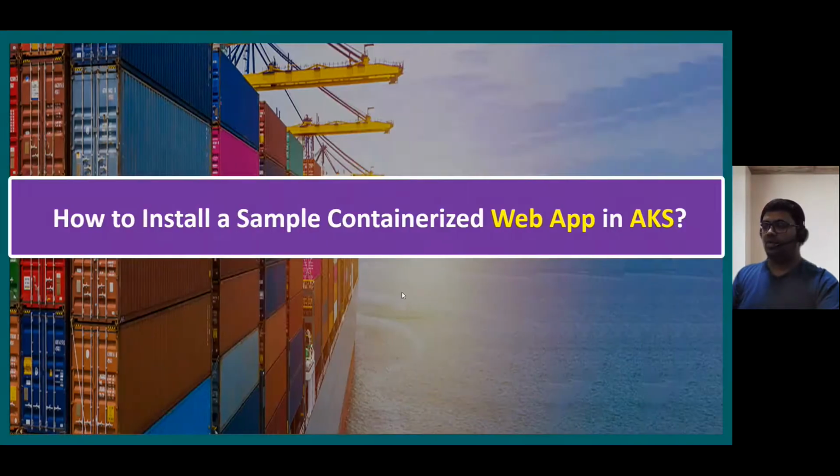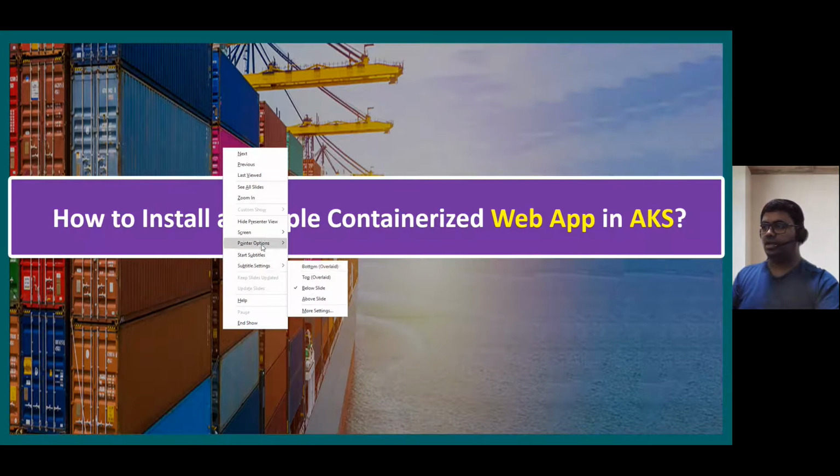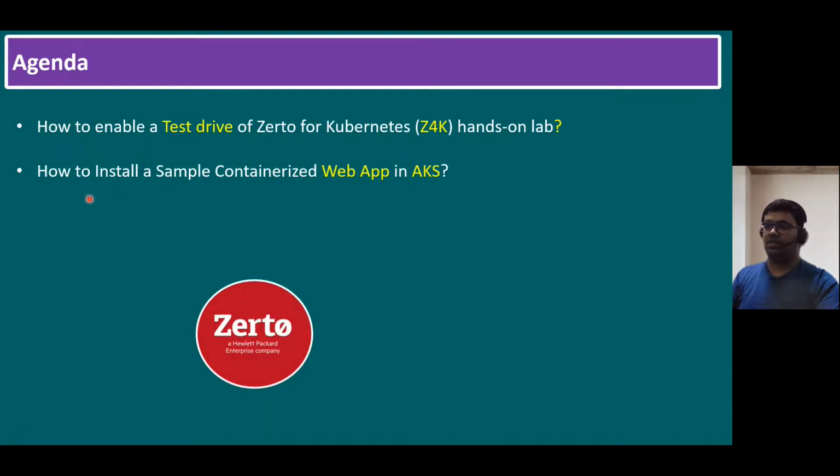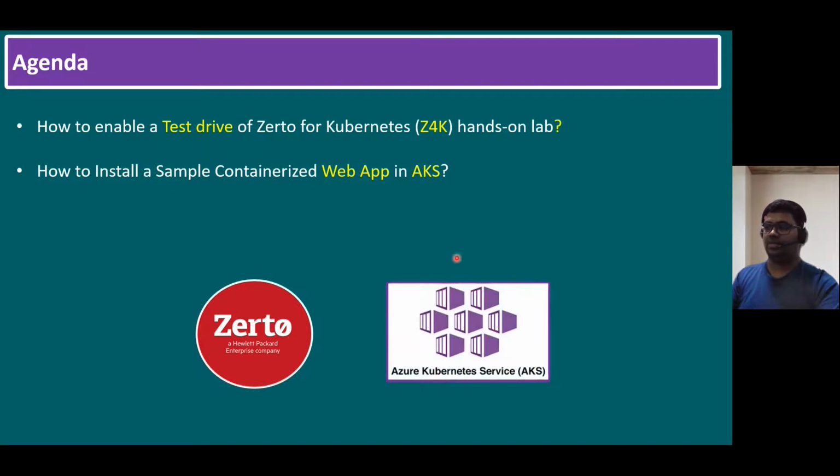So in this session, I'm going to talk about how to install a sample containerized web application in AKS. So here is the agenda. Before we jump into the installation, let's recap our previous session, how to enable a test drive of Zerto for Kubernetes hands-on lab. We already connected to the Azure Kubernetes cluster and Azure Kubernetes Service. And now I will show you how to install a sample containerized application. I'm taking the example of a web application called Guestbook.